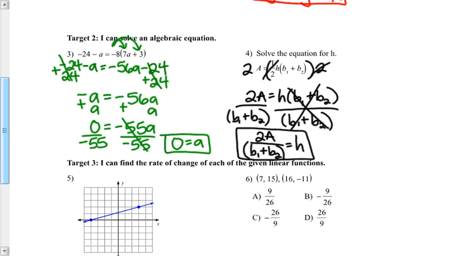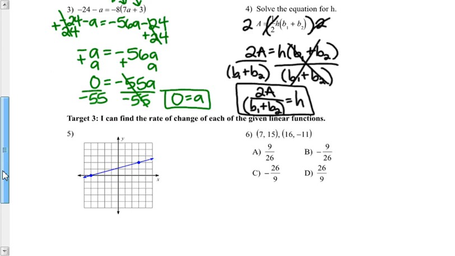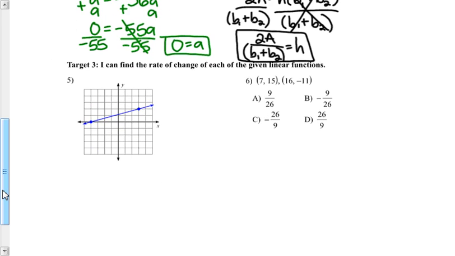Moving on to target 3, where we're talking about the rate of change. One way that you can find the rate of change is in a graph, which is the case on number 5. Remember when we talk about rate of change, we think about rise over run. To go from this point to the next point, I would have to rise 2, and I would run 1, 2, 3, 4, 5, 6, 7. So rise over run, the slope would be 2 over 7.